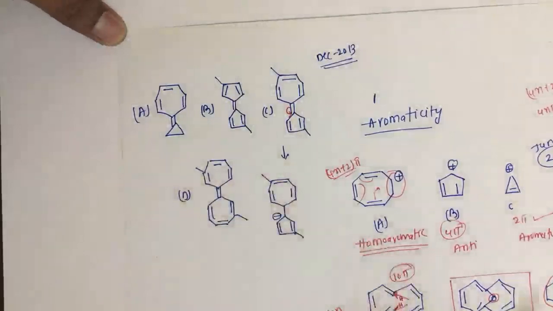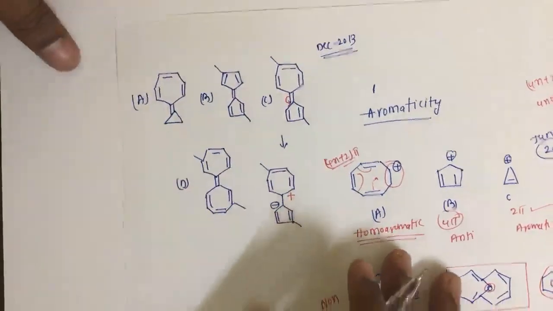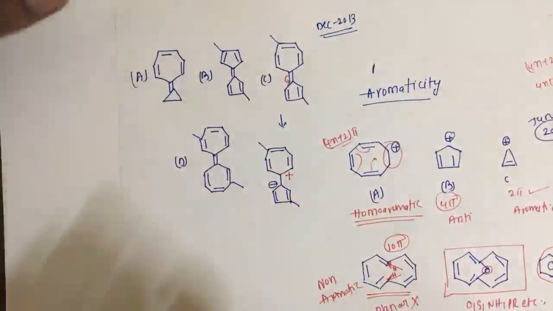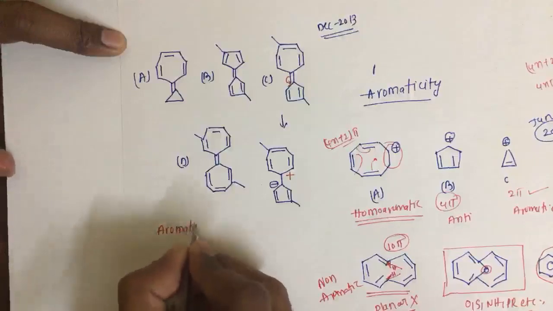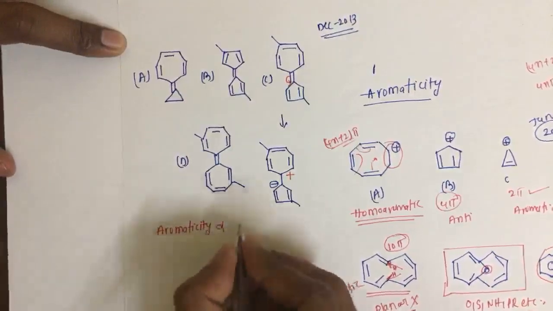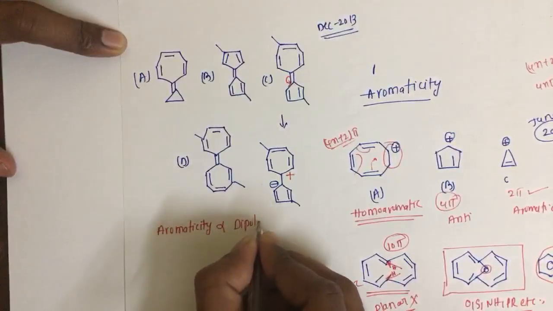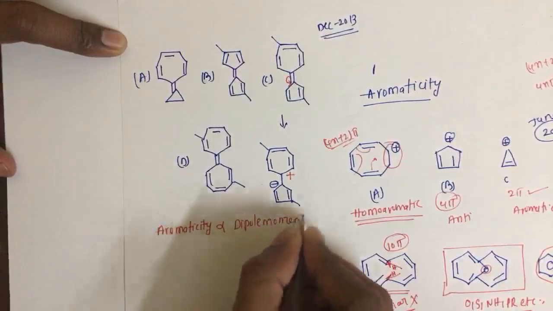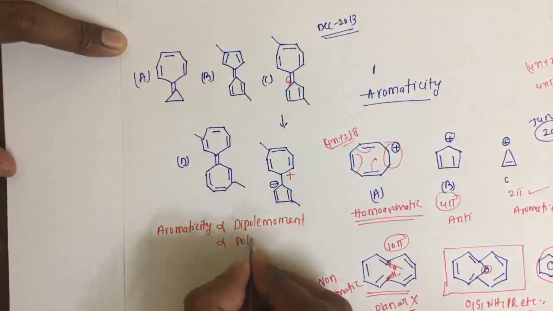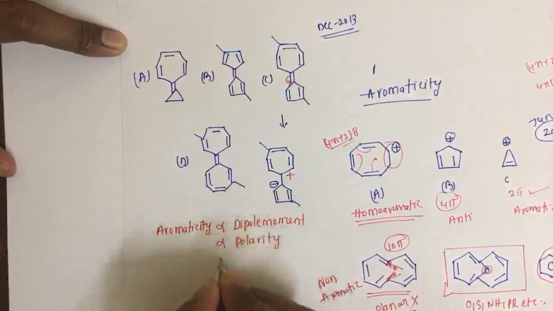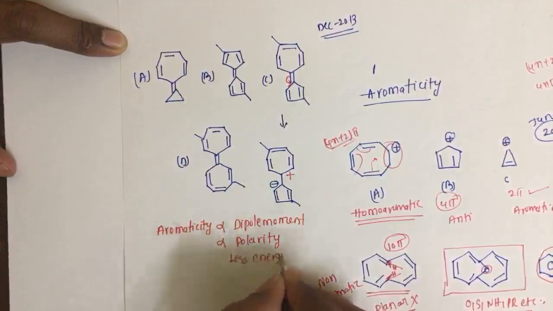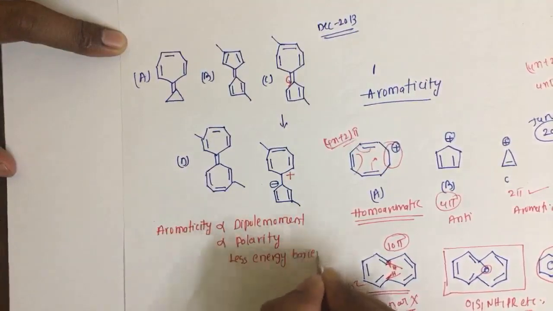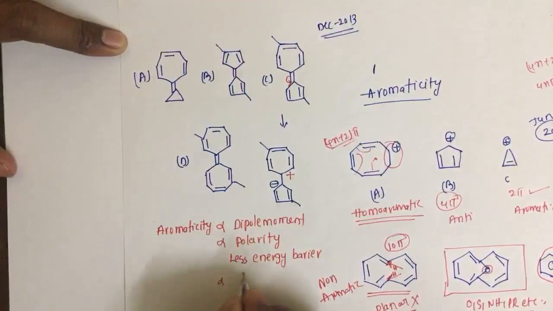Okay, so this kind of compounds where we are getting aromaticity in this way. So here aromaticity is directly proportional to dipole moment, and directly proportional to polarity, and these compounds have a less energy barrier, and the last one is that it is inversely proportional to the heat of hydrogenation.